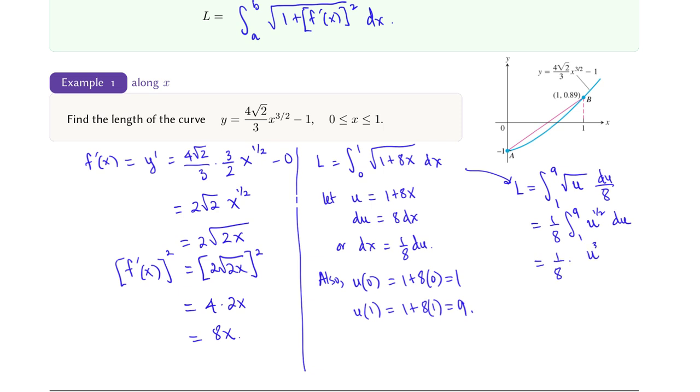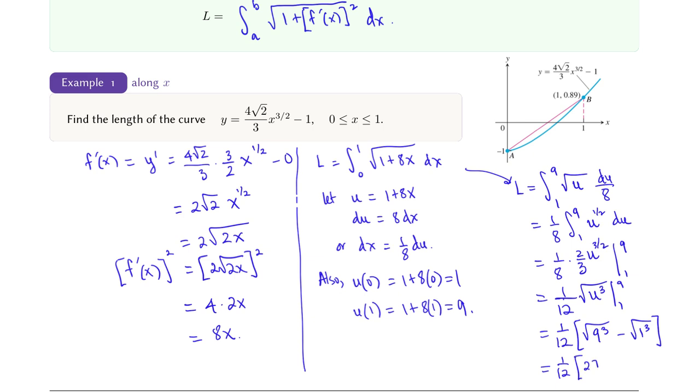The antiderivative of u to the 1/2 is u to the 3/2 times 2 over 3. Evaluate from 1 to 9 using the fundamental theorem of calculus. Simplifying this, we have 1 over 12, the square root of u cubed, evaluated from 1 to 9. The square root of 9 cubed minus the square root of 1 cubed, times 1 over 12. This is 1 over 12 times 27 minus 1, or 26 over 12, or 13 over 6. This is the length of the curve on the interval 0, 1.